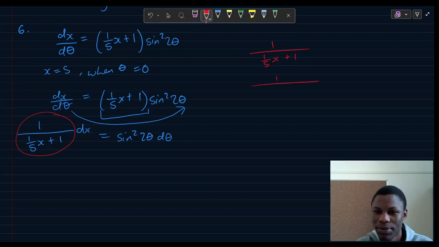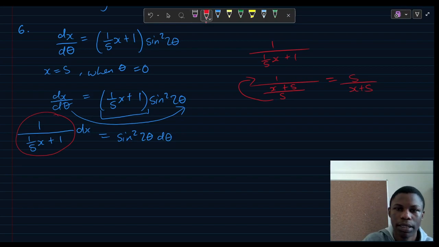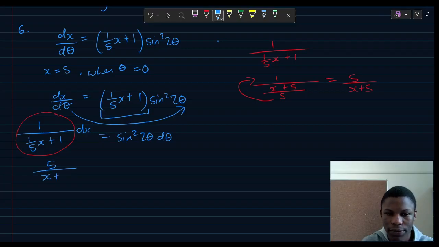So I can write this as 1 over, put everything in the denominator over 5. So I've got x there, and 1 into 5, that goes in 5 times, so x plus 5. And if you resolve this, this just moves to the top. You've got 5 over x plus 5. I think that looks much cleaner. So we can rewrite the left-hand side as being 5 over x plus 5 dx, and this is equal to our sine squared 2 theta d theta.